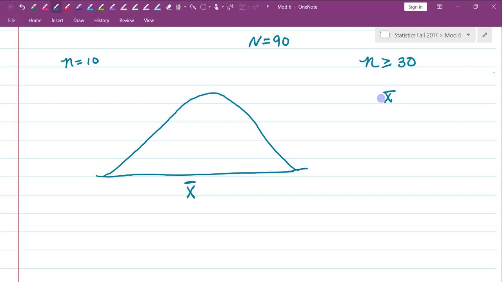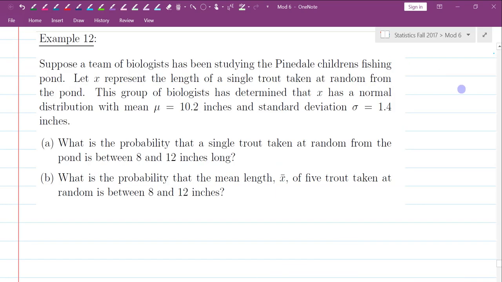Suppose a team of biologists has been studying the Pinedale Children's Fishing Pond. Let X represent the length of a single trout. This is very important, that this is of a single trout, taken at random from the pond. This group of biologists has determined that X has a normal distribution, with a mean of 10.2 inches and a standard deviation of 1.4 inches.